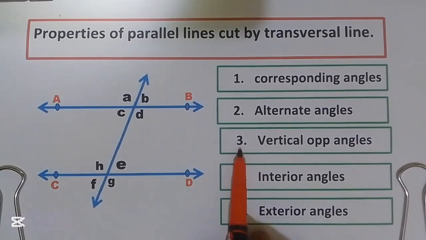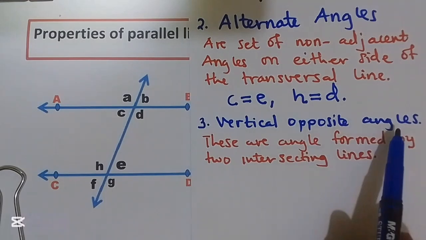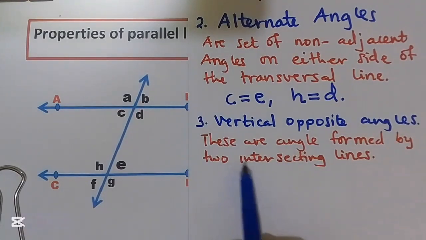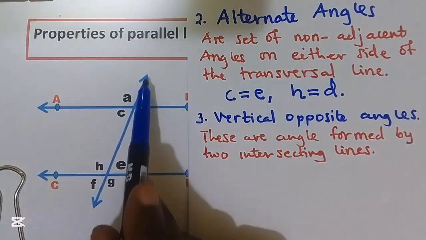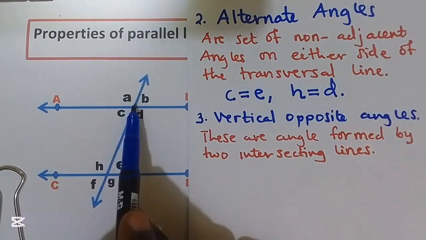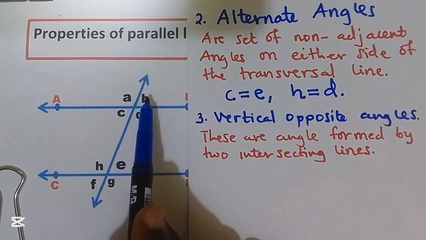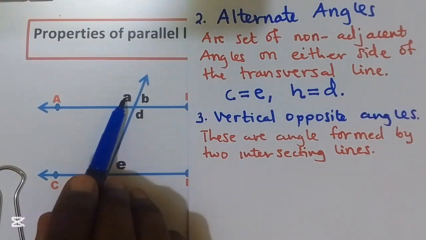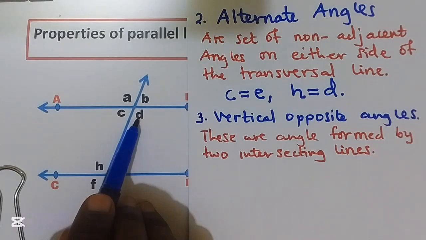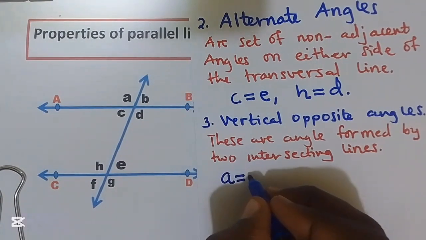Number 3, let us see vertical opposite angles. Vertical opposite angles are formed by two intersecting lines. Example, this line and this transversal line, they intersect over here and they form vertical opposite angles A and D, C and B. Vertical opposite angles are congruent, means they are equal. A and D, they are vertical opposite angles and they are equal. That is, A is equal to D.